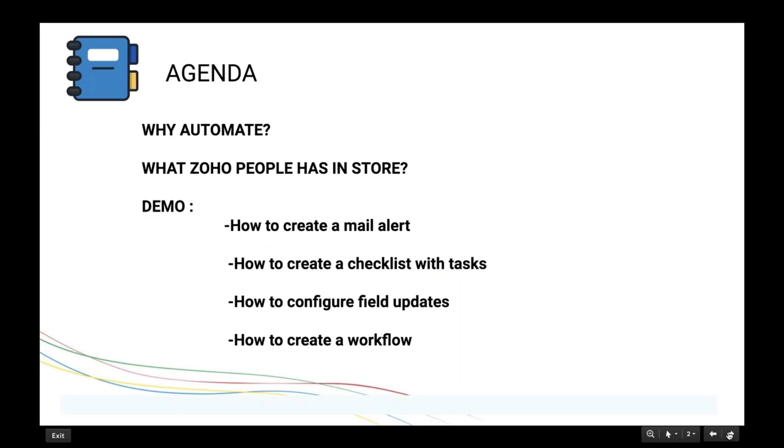So this is going to be my agenda for today. We'll see why we need automation in the realm of human resources, and then what the automation aspects of Zoho People are. The major part of this webinar is going to be a live demo where I'll be walking you through the automation elements of Zoho People, and I'll also show you how to create a mail alert, how to create a checklist with tasks, how to configure field updates, that is, the automatic field filling option in Zoho People, and also how to create a workflow. So let's dive into the topic now.